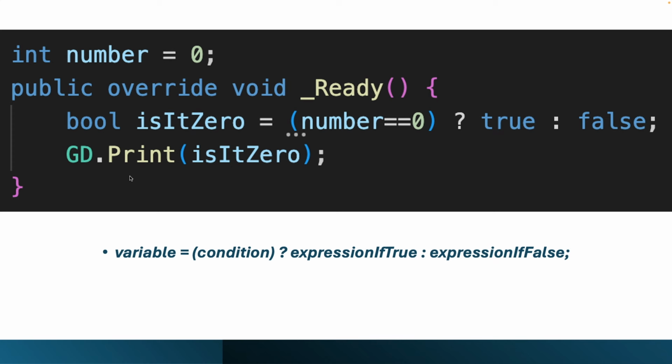This basically means instead of having to do an if-else statement, we can do it entirely in line. So we have our condition here, so is the number equal to 0? If it is 0, then we want to mark this variable as true, otherwise if it isn't 0, we want to mark it as false. So variable equals condition, question mark, and then we want to put the result if true, colon, and the result if false. And then obviously our semicolon at the end.